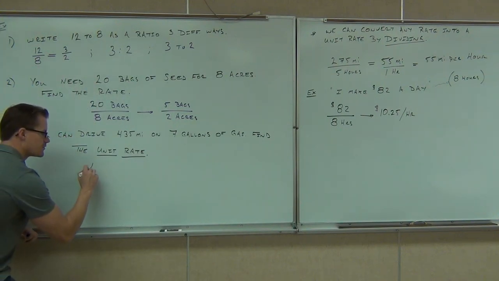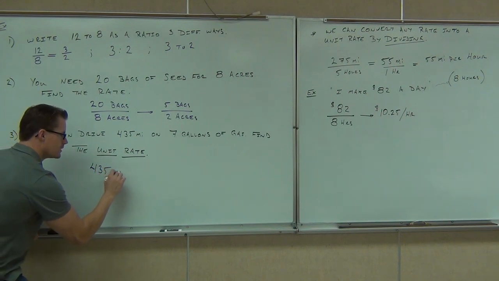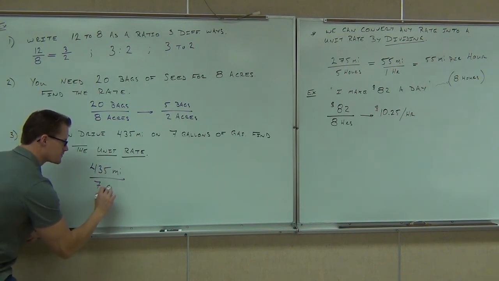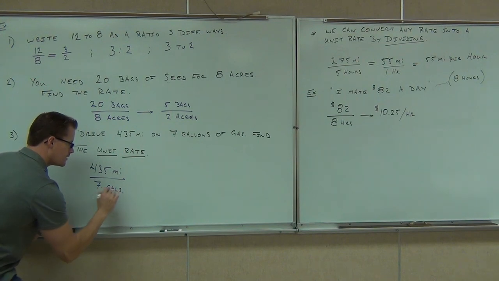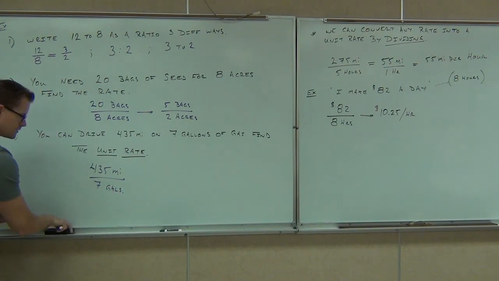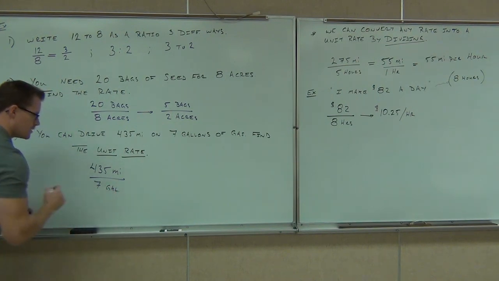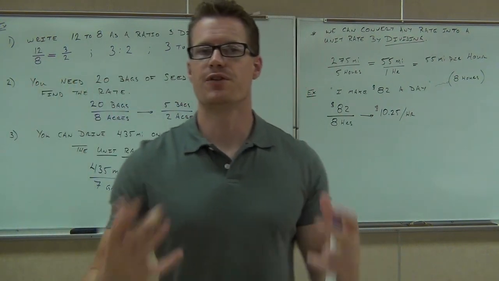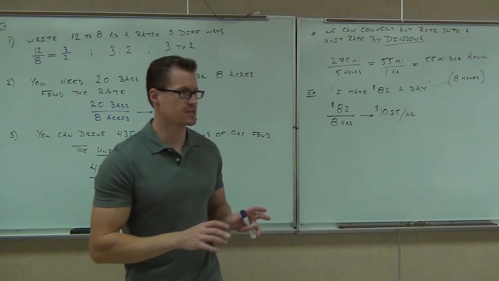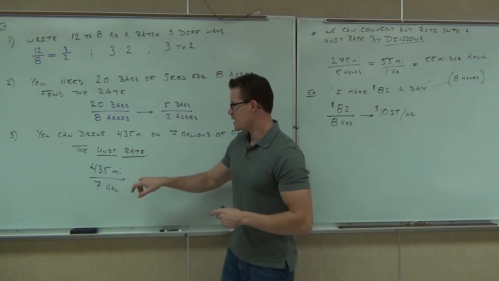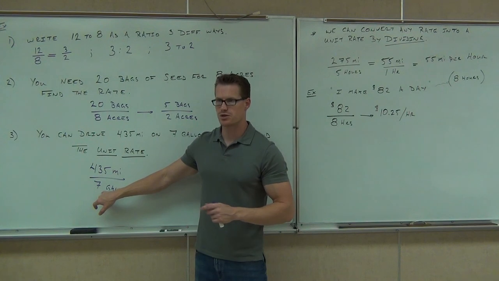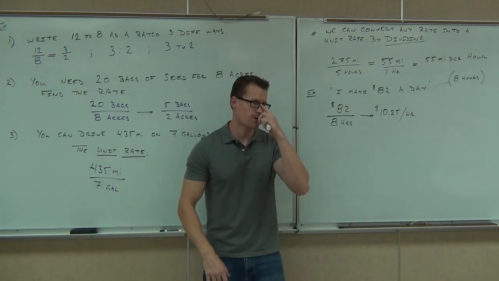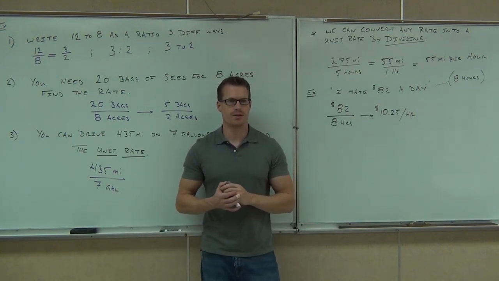It says you're driving 435 miles and you're doing it on only 7 gallons of gas. That would be your rate. And now the unit rate says go a step further, do the division. Do the 435 divided by 7. Basically, change that denominator into a 1. So you need to do that division. So 435 divided by 7, how much do you get out of that? Round to the nearest tenth.